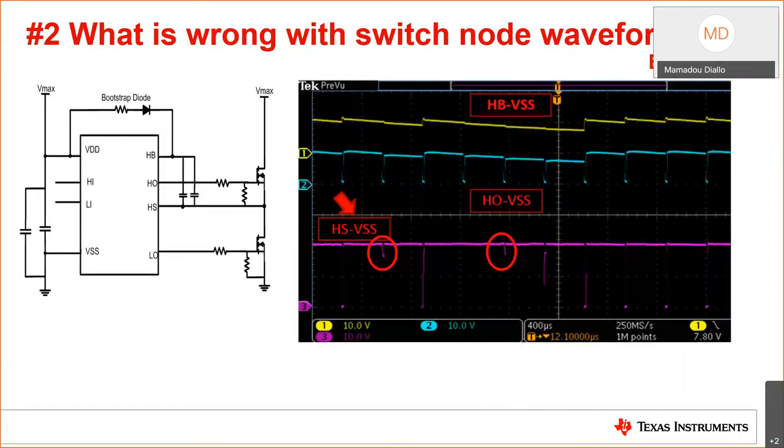All right, our next issue, still dealing with bias supply around gate drivers. We still have the same topology from the previous example. Channel 1, the yellow waveform, captures the HB to VSS voltage. Channel 2, the blue waveform, shows the HO to VSS signal. And channel 3 captures the HS switch node in pink. Do you see anything wrong with the waveform? What could be causing this?